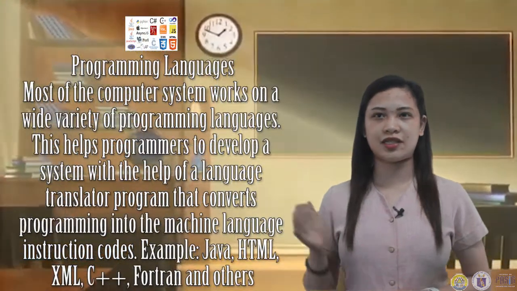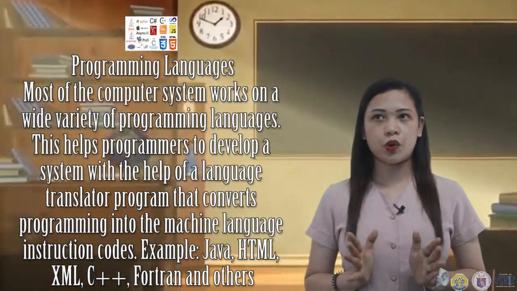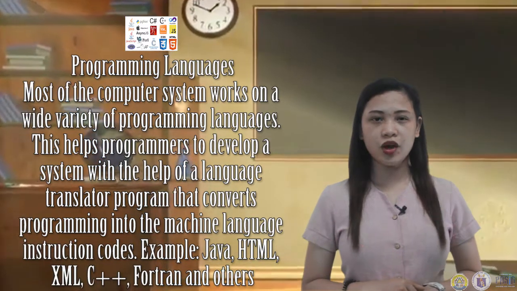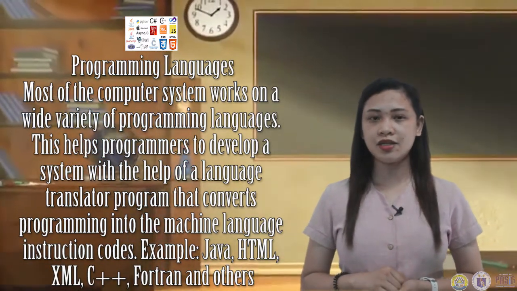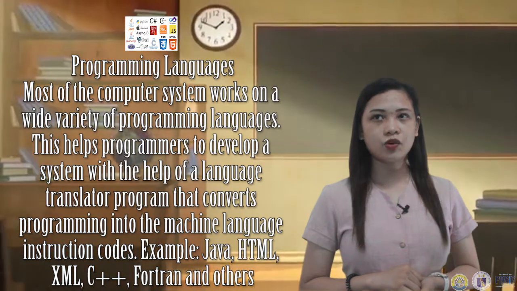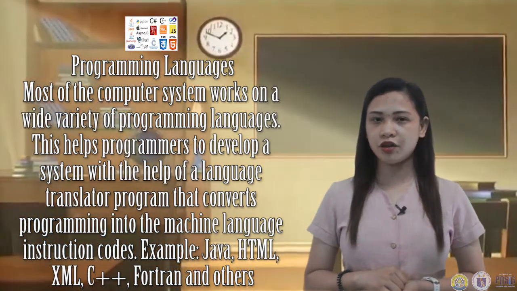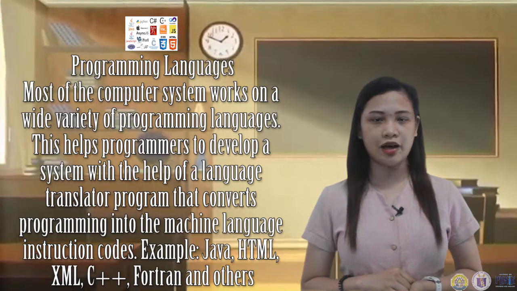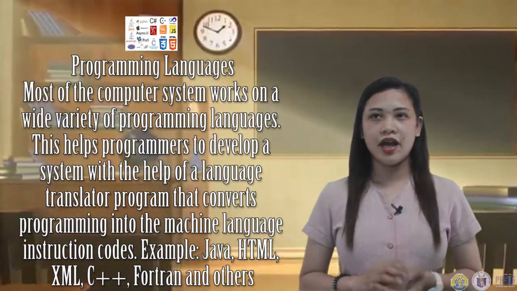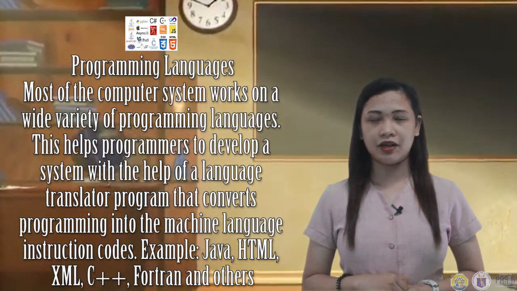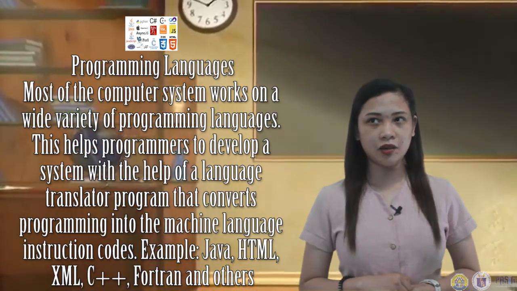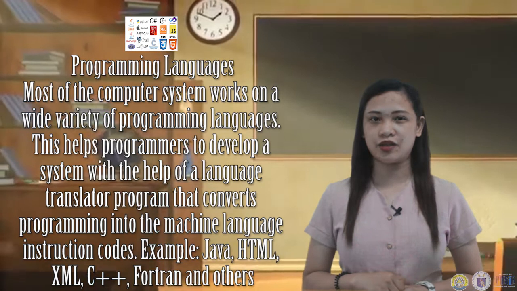Programming languages. Most computers work on a wide variety of programming languages. This helps programmers to develop a system with the help of a language translation program that converts programming into machine language instruction codes. Examples are Java, HTML, XML, C++, Fortran, and others.